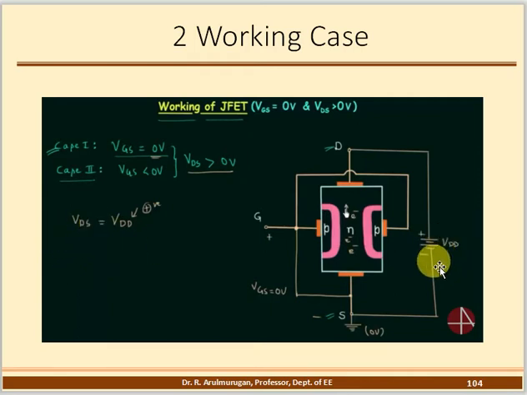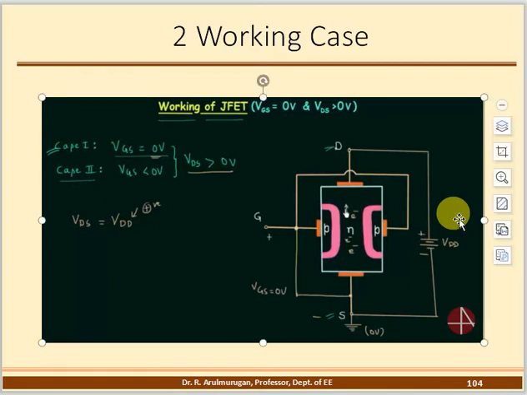So you are going to increase the voltage. This is point number one. What is point number one? Here the input VGS is zero. Then the output voltage VDS, you start to increase. Then what will happen? The balloon will expand.